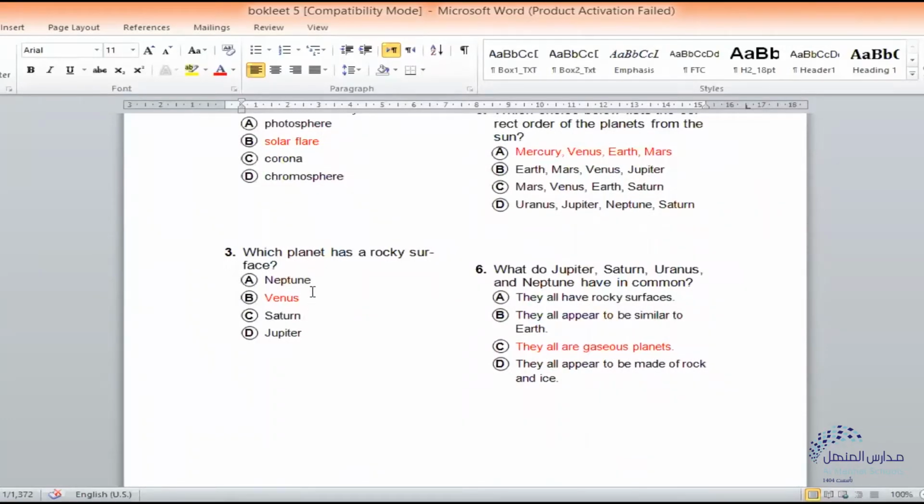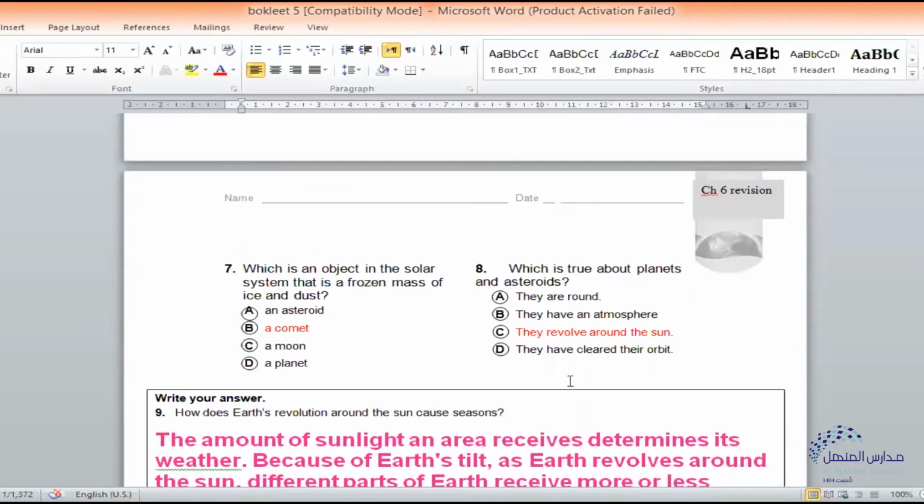These planets all are giant gases except Venus. What do Jupiter, Saturn, Uranus, and Neptune have in common? They are gaseous planets. Moving to the next page. Which object in the solar system is a frozen mass of ice and dust? It's a comet. Which is true about planets and asteroids? They revolve around the sun.